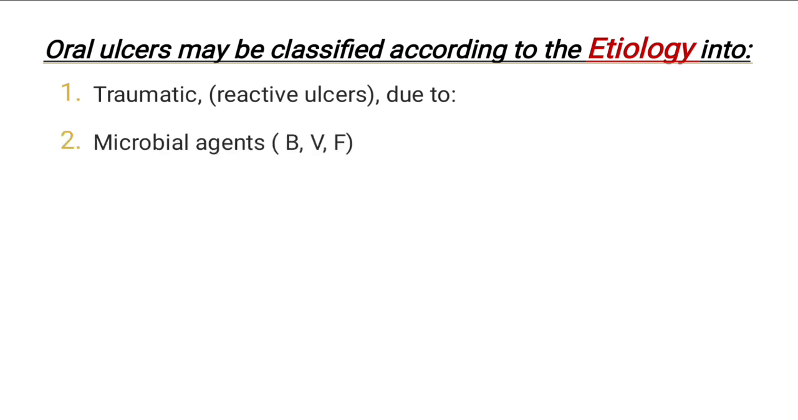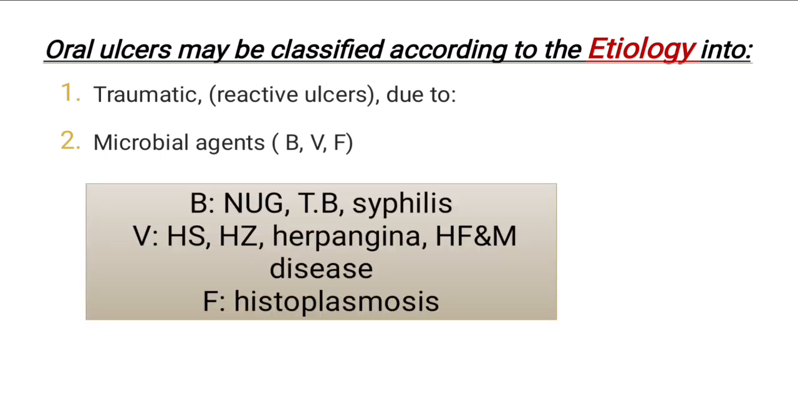Let's move to the second cause. It's a microbial agent, either bacterial, viral, or fungal infections. Bacterial, the very common, is necrotizing ulcerative gingivitis, or tuberculosis and syphilis. All of those cause ulcers to the oral mucosa. Viral, we have many: human herpes viruses, herpes simplex, herpes zoster, and herpangina, hand, foot, and mouth disease ulcers. Fungal, we have histoplasmosis.